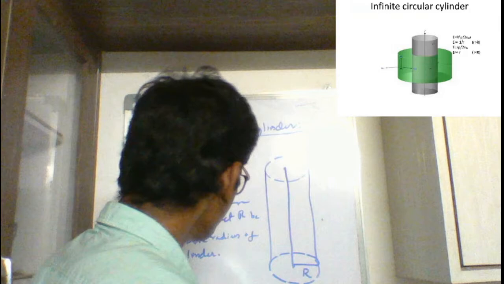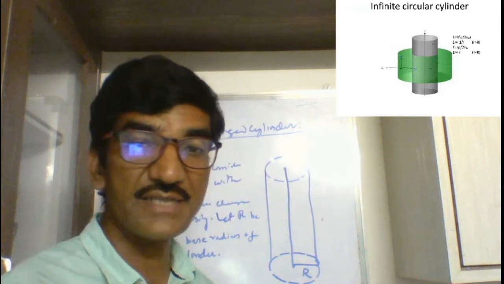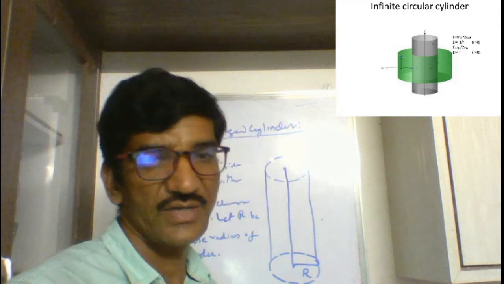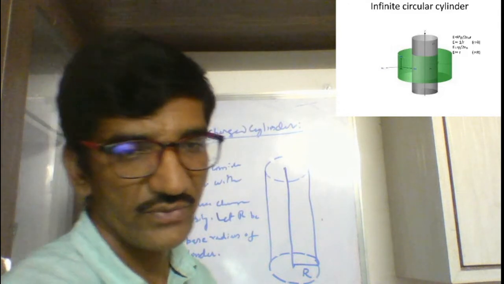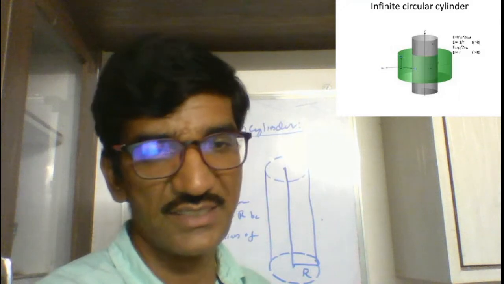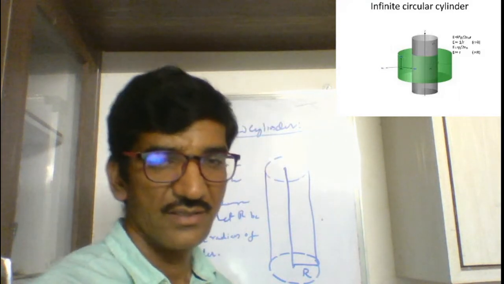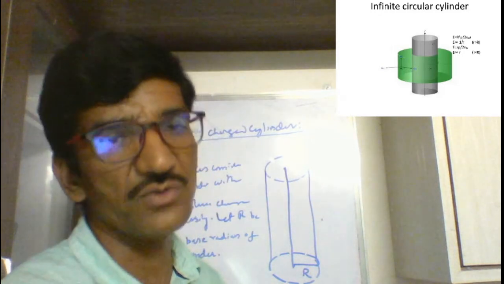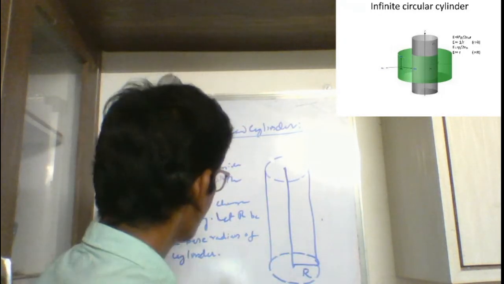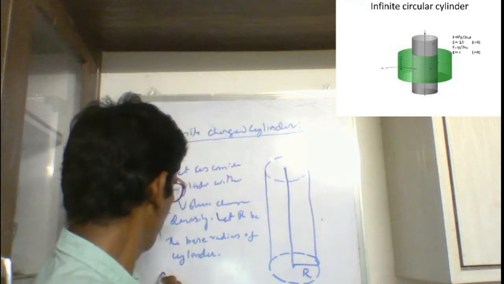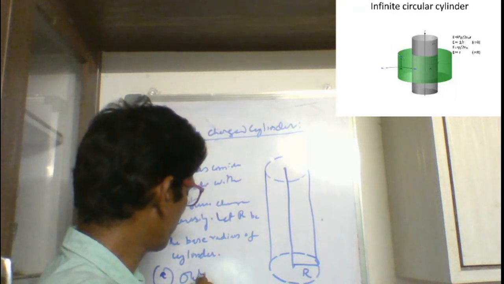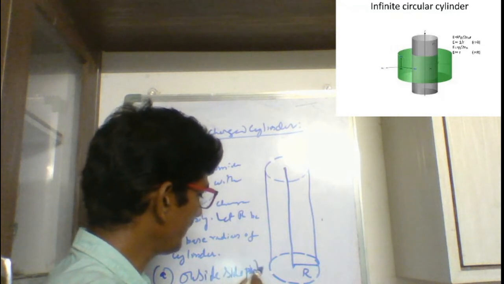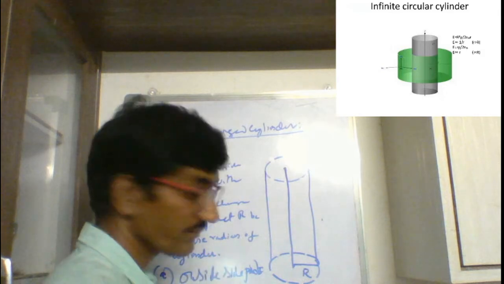How many cases are arising here? Field inside the cylinder and field outside the cylinder. Finding the field outside the cylinder will be comparatively easy. That's why we consider this as case A, that means for outside points. Let us consider case A, the field at outside points.